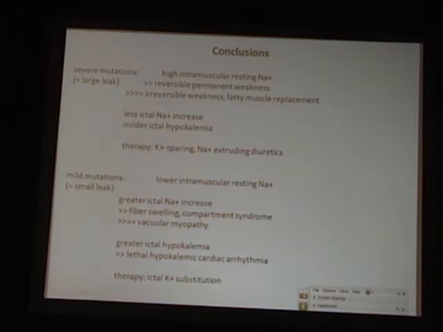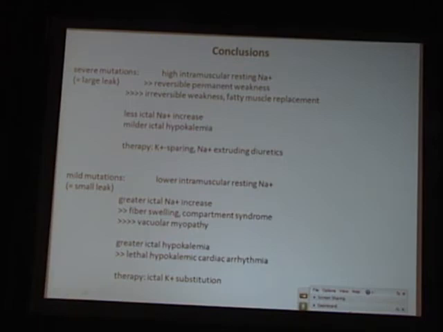These patients with large leak mutations have only a slight ictal hypokalemia and a smaller ictal sodium increase. And therapy, from the theoretical point of view, in these large leak mutations means just avoid an additional potassium outflow: potassium-sparing and sodium-excluding diuretics.